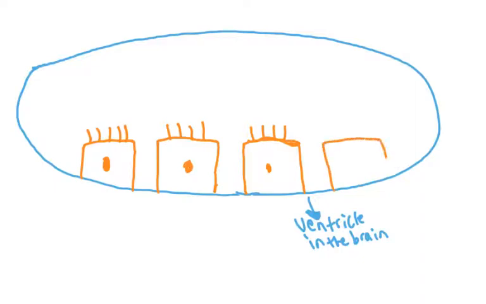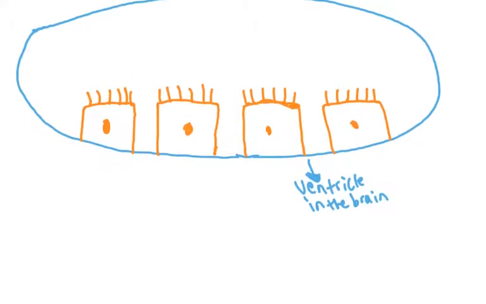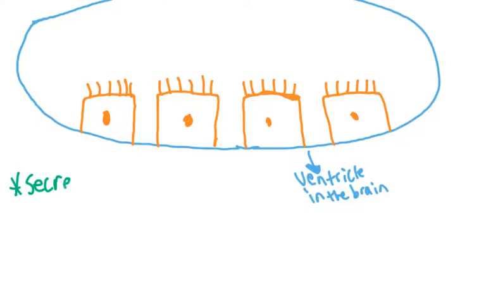What happens is that these ependymal cells actually secrete cerebrospinal fluid. So let's write this down: ependymal cells secrete cerebrospinal fluid. They help secrete cerebrospinal fluid along with another structure called the choroid plexus.